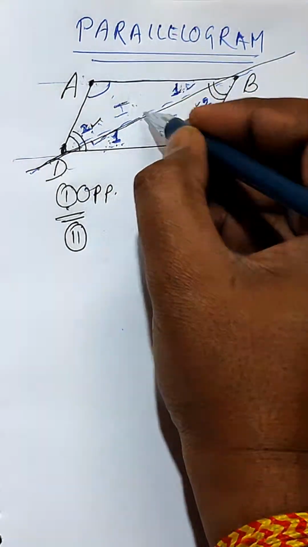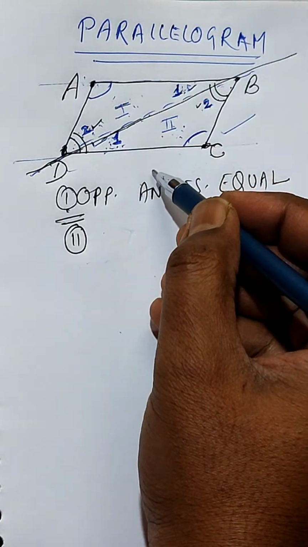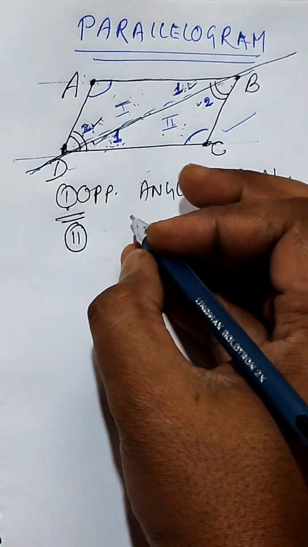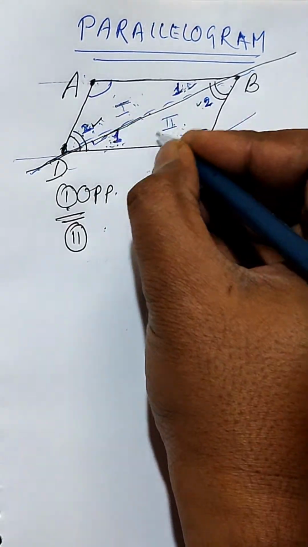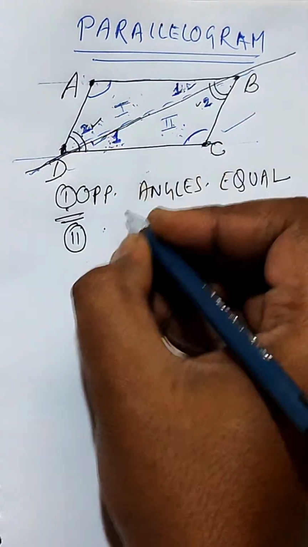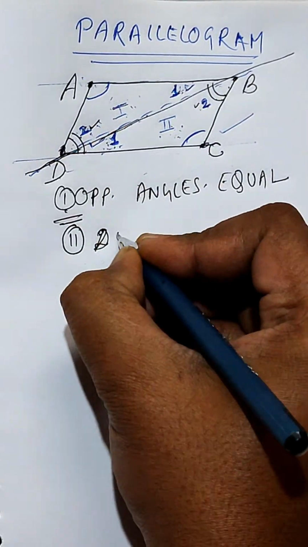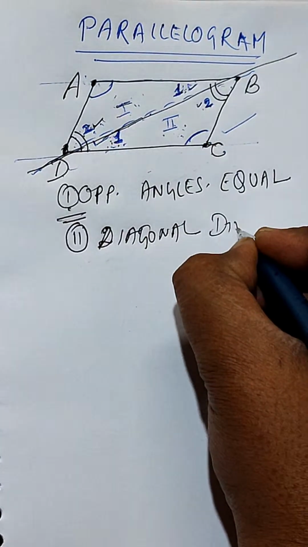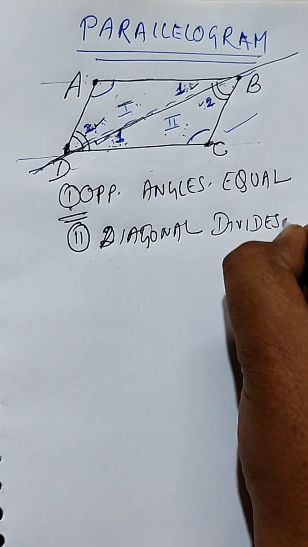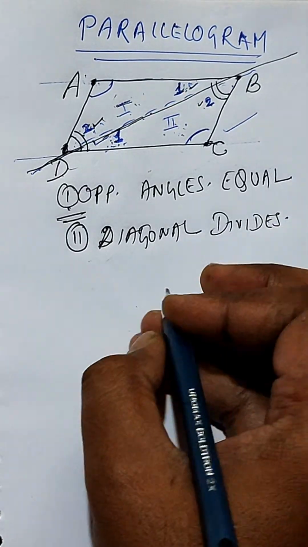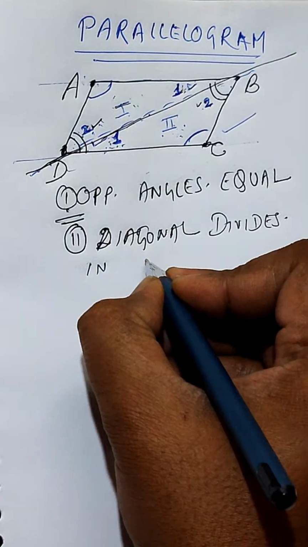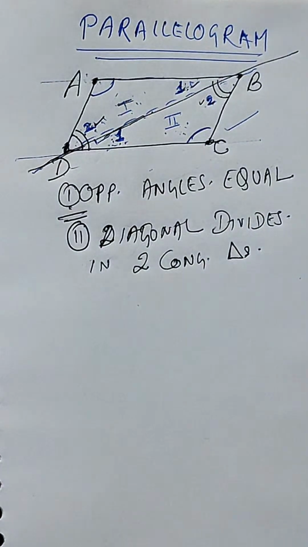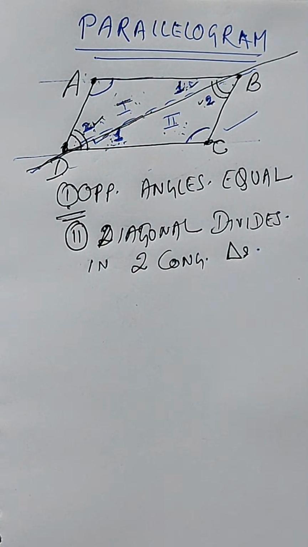Now, we can say another theorem which is always followed in a parallelogram is that a diagonal of a parallelogram divides it into two triangles which are congruent. The diagonal divides it into two congruent triangles. This is another theorem which is followed.